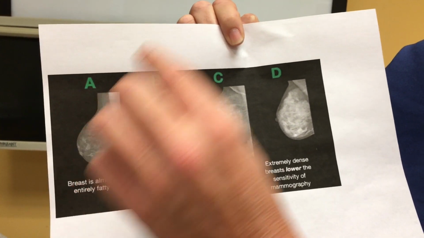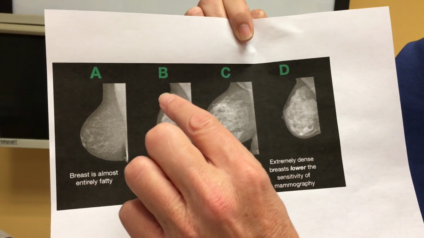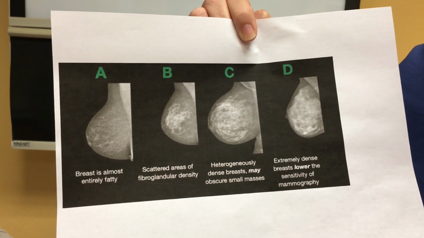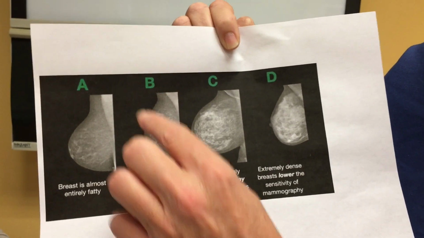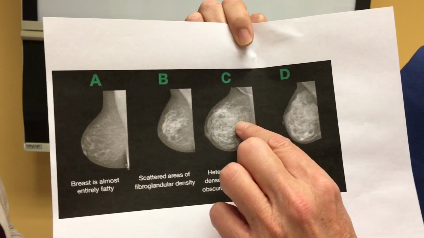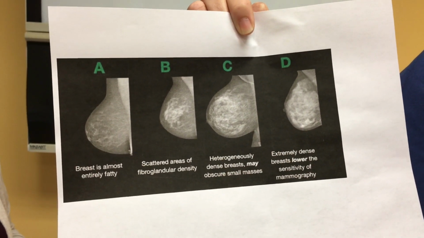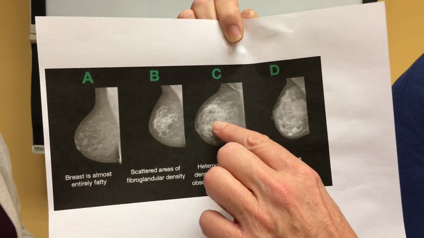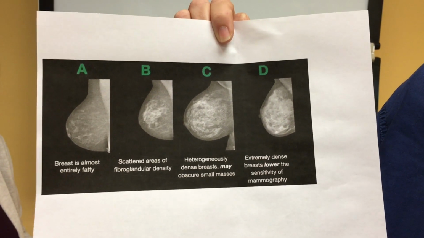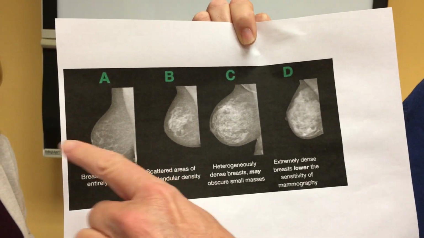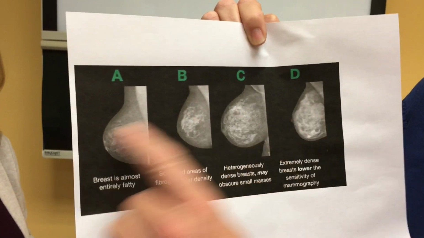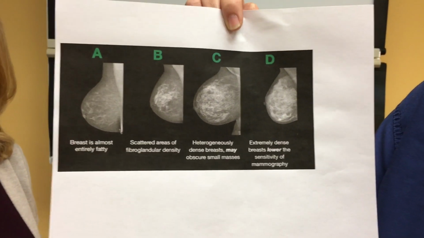easier than in the category B breast, which is moderately dense, that's 25 to 50% dense, which then goes to the next level, which is a level C, which is 50 to 75% dense. And when you go to level D, that's over 75% dense. So you can see here that there's a very big difference between how dense each breast is.